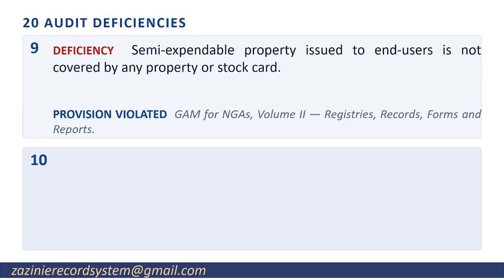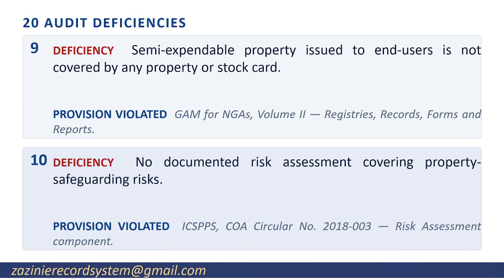20 audit deficiencies. Number 9. Deficiency: semi-expendable property issued to end users is not covered by any property or stock card. Number 10. Deficiency: no documented risk assessment covering property safeguarding risks.